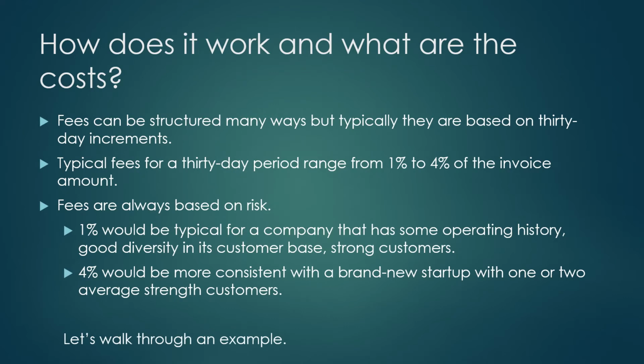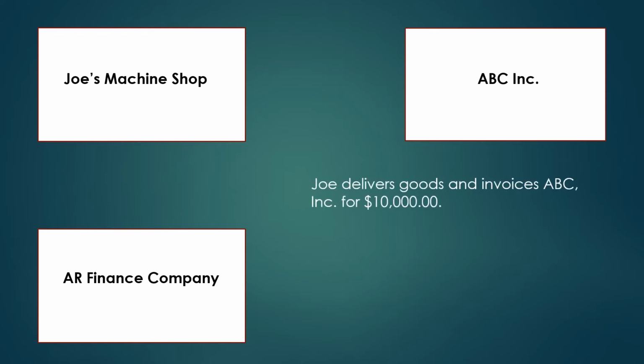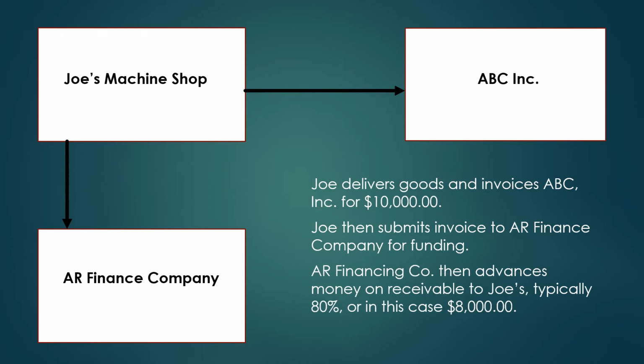So let's walk through the example. Take Joe's Machine Shop again, and he's going to sell to ABC Inc. Joe delivers goods and invoices to ABC Inc. for $10,000. Joe then submits his invoice to the AR Financing Company for funding. The AR Financing Company then advances money on the receivables to Joe. In this case, 80% or $8,000.